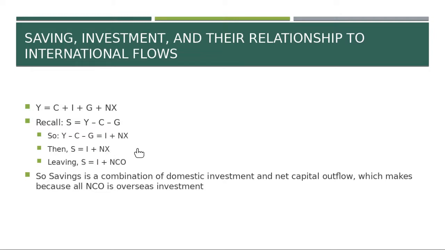But we can rewrite net exports based upon the identity we had earlier that net exports must equal net capital outflow, NX is NCO, which leaves us that national savings is equal to investment plus net capital outflow. So savings is a combination of domestic investment and net capital outflow, which makes sense because all net capital outflow really is overseas investment. So basically, the national savings rate tells us how much we are saving domestically in the form of investment, plus how much we are saving abroad in the form of net capital outflow.